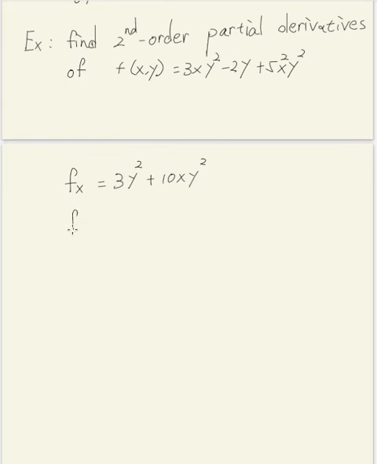Okay, then fxx is take one more x derivative. Well, this becomes 0 because it doesn't contain x. The derivative of this is just 10y squared. And then compute fxy, which equals 6y plus 20xy. Okay, so these are the first two second-order partial derivatives.